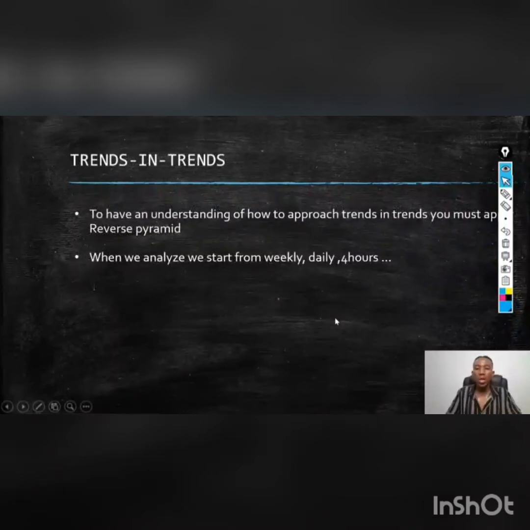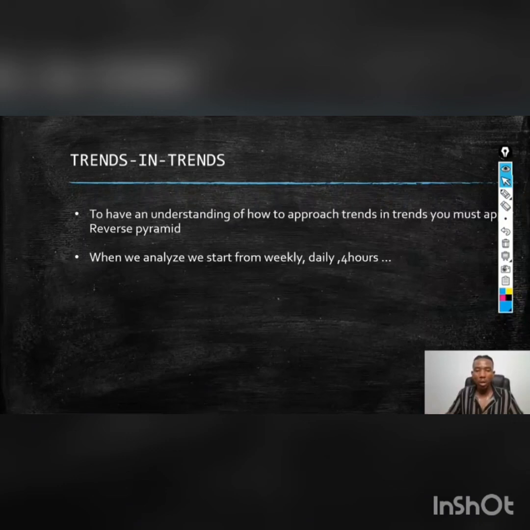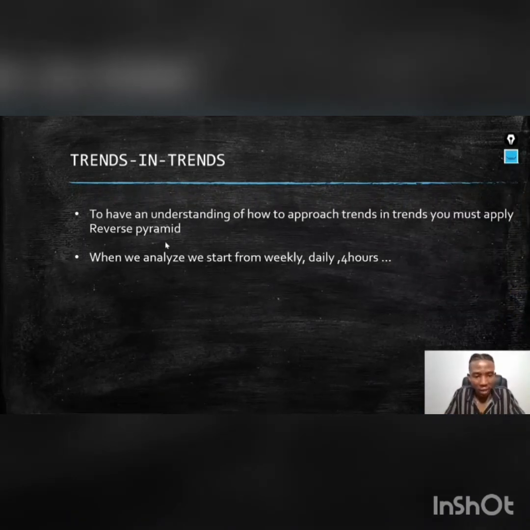So in order for you to understand how to know when to have an entry and an exit point, you must understand trends in trends. You must apply reverse pyramid. What is a reverse pyramid? A reverse pyramid is when the high part is bigger and as you go down it becomes smaller. So when we analyze, we start from weekly time frames and slowly go to daily, to 4 hour, to 1 hour, to 30 minutes. Meaning we start from big, we go to small. That is trends in trends.